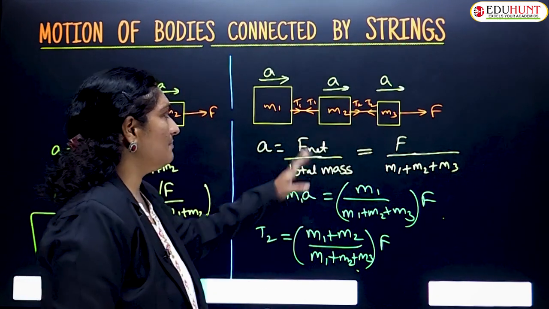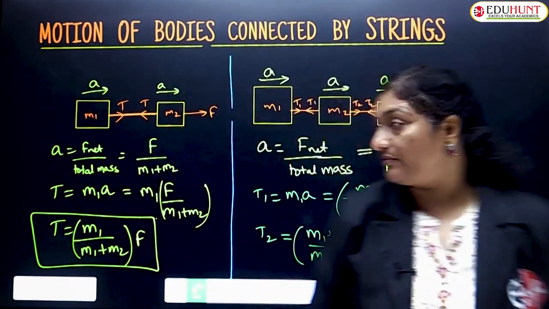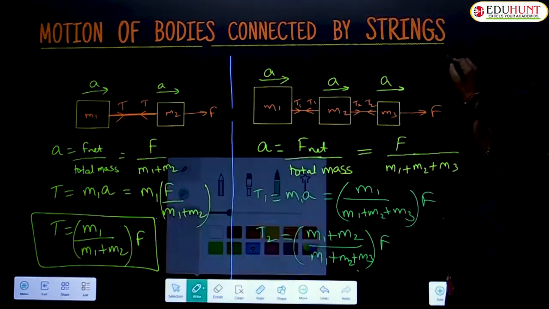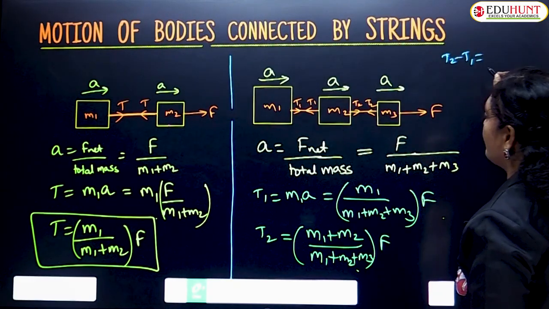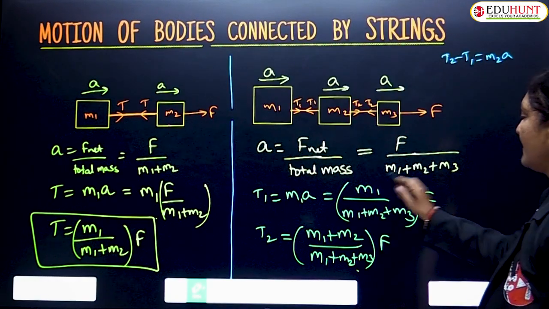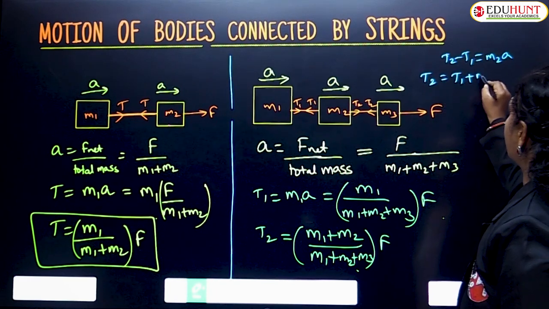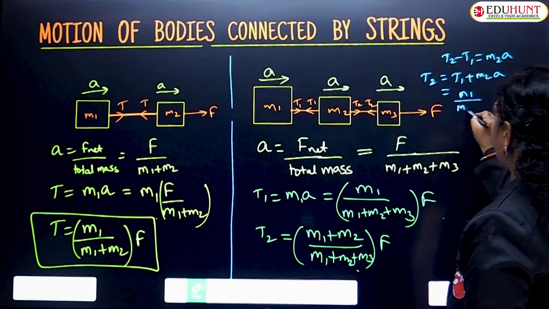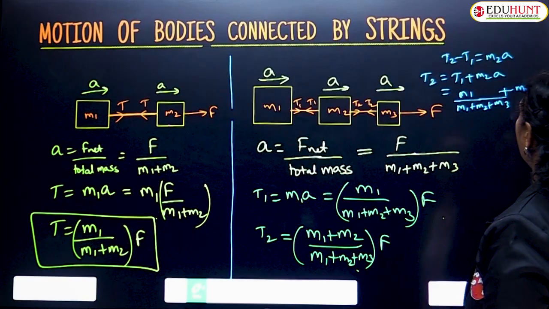You can even solve the same by taking T2 minus T1. I'll try solving it for you. You'll get the same result, children. Observe: the right side force is T2 and the left side force is T1. So, T2 minus T1 must equal m2a. The value of T1 is already known, m1 by m1 plus m2 plus m3 into F. So, T2 is equal to T1 plus m2 into a. But the value of T1 is m1 by m1 plus m2 plus m3 into F, plus m2 times a.